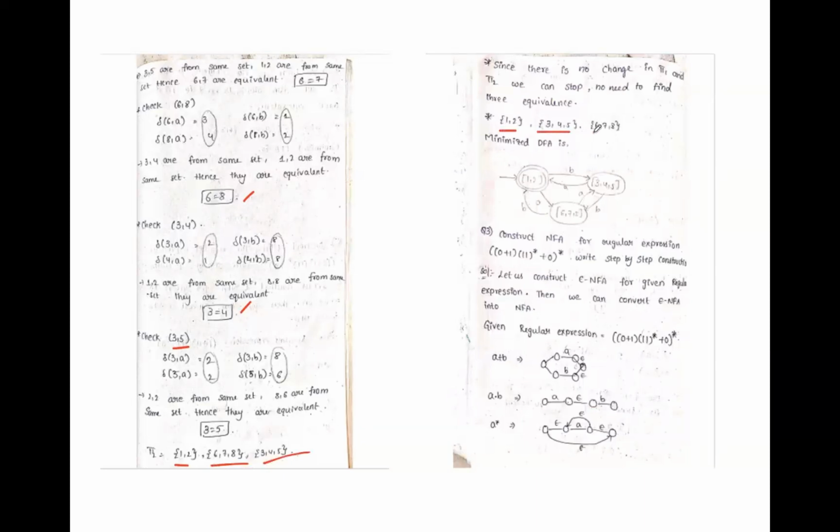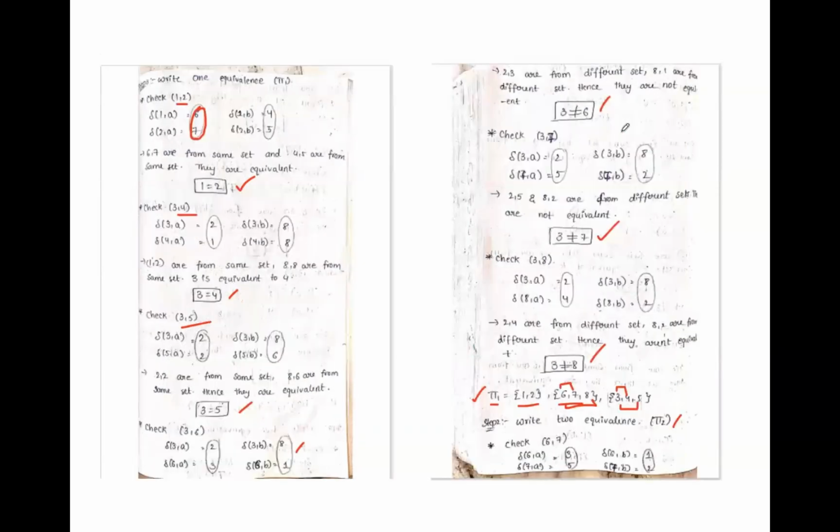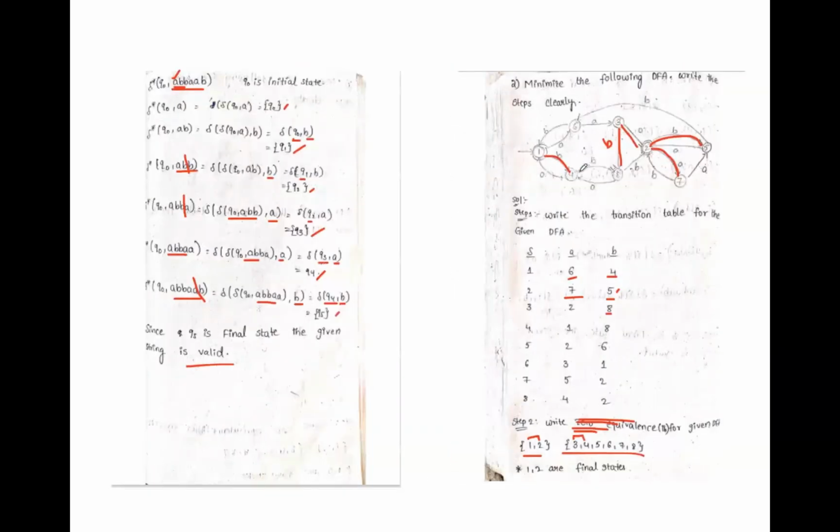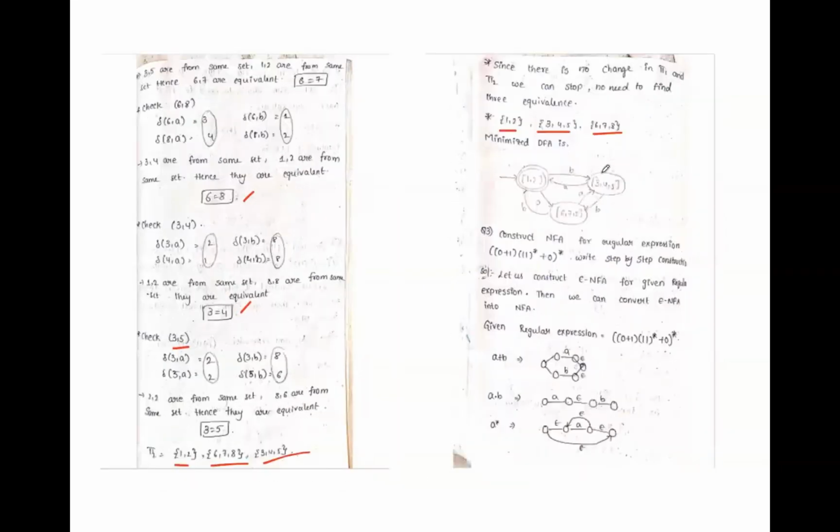So we got total 3 states. Initially, if you observe this, we have total 8 states. Now they were reduced to 3 states. And this is the minimized DFA.